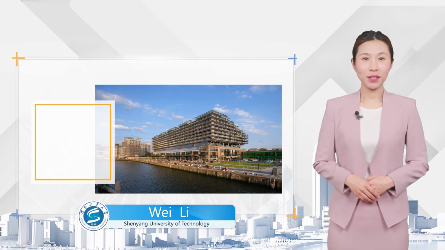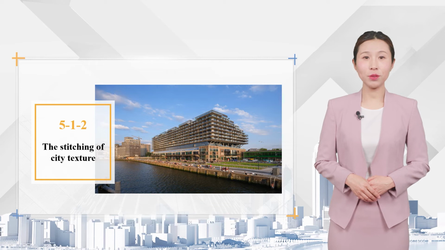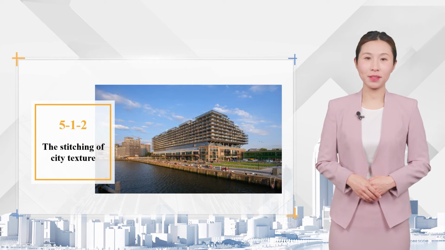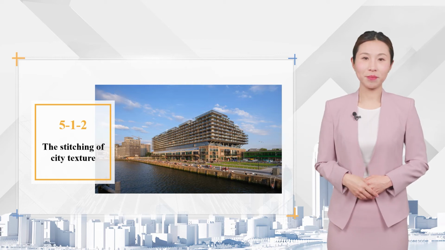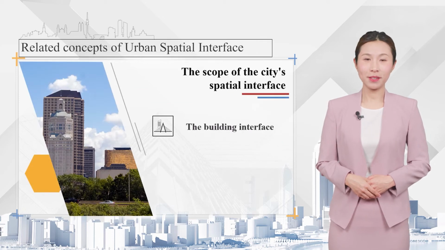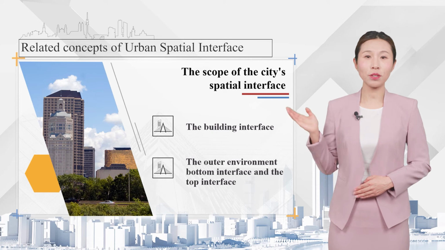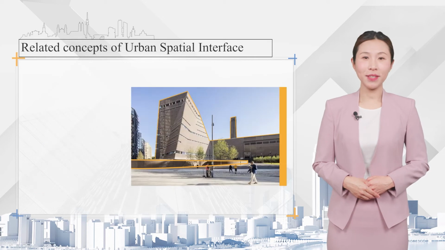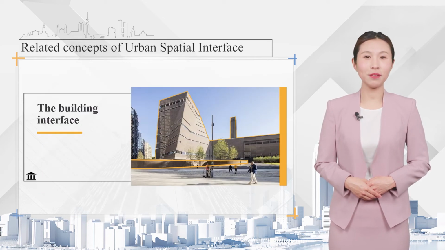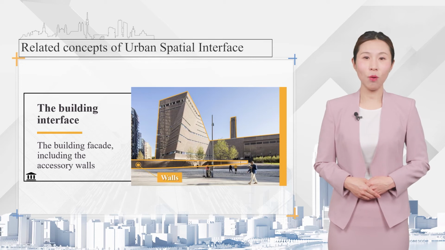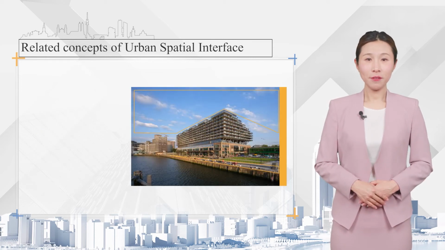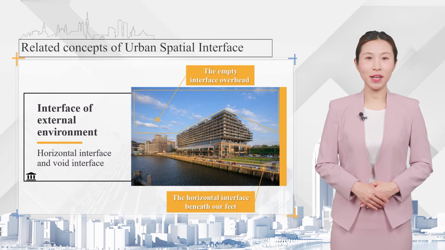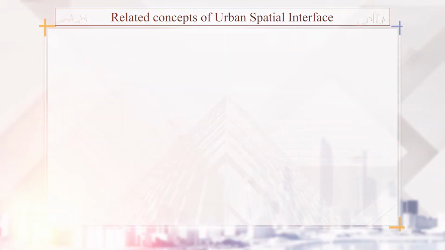After learning the urban texture stitching strategy, we continue to learn the second transformation strategy of city architecture symbiosis, urban interface guidance. The scope of the city's spatial interface includes the building interface, the outer environment bottom interface, and the top interface. The building interface is mainly composed of the building facade, including the accessory walls, etc. The interface of the external environment is the horizontal interface beneath our feet and the empty interface overhead.